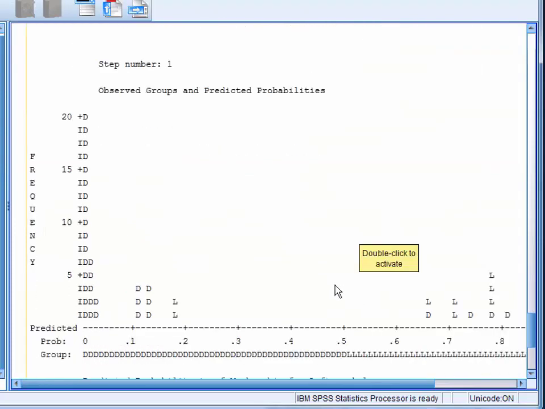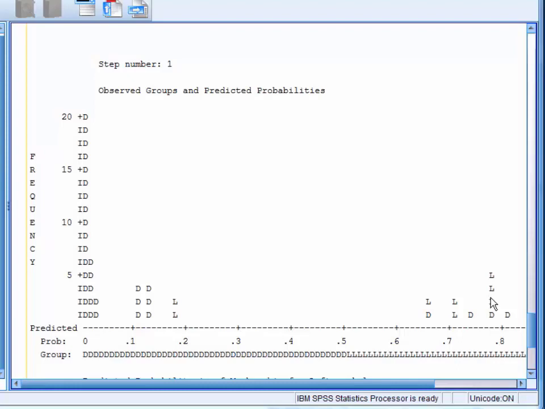Below this, we have a plot of the observed groups and predicted probabilities. This is another means of assessing the fit or the accuracy of the model. Here, we can see that as the predicted probability of individuals leaving increased, the number of individuals that we observe leaving also increased. This indicates that our model has good predictive accuracy.